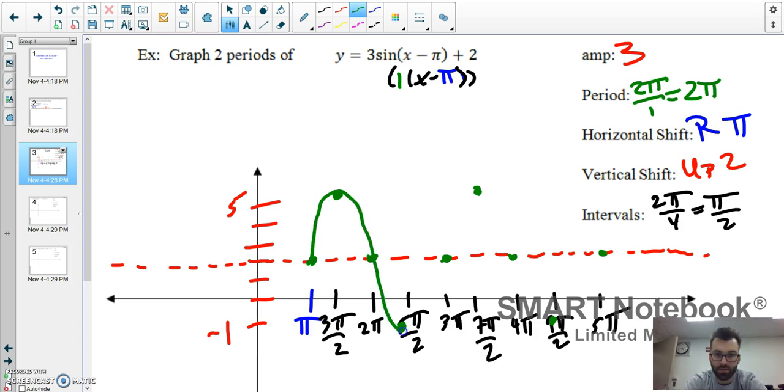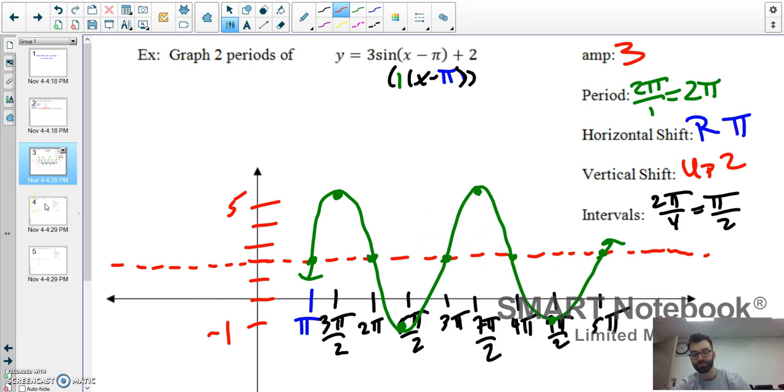Let's see how this goes. Okay, not bad. And remember now, this can go on forever, it's not restricted to those. But the most important thing is this new idea of our midline changing, and making sure that we're going back to that midline and not going back to our x-axis. Notice how we did not plot a point on that x-axis, not one. We plotted our points on our new midline.